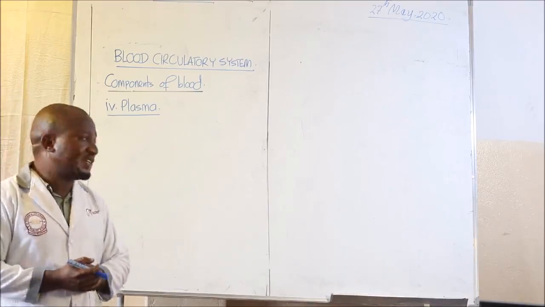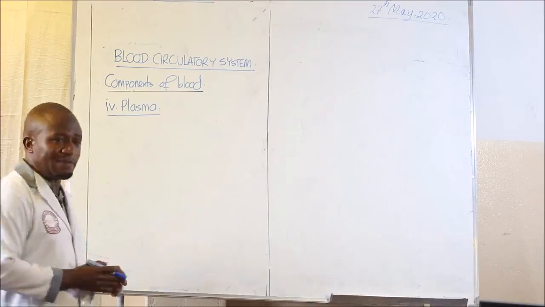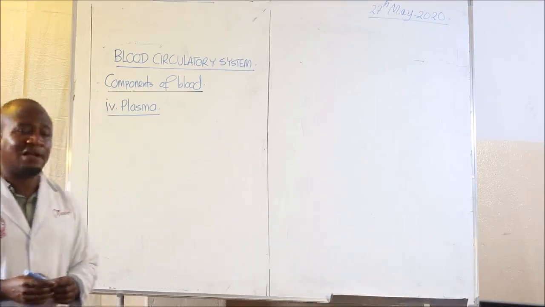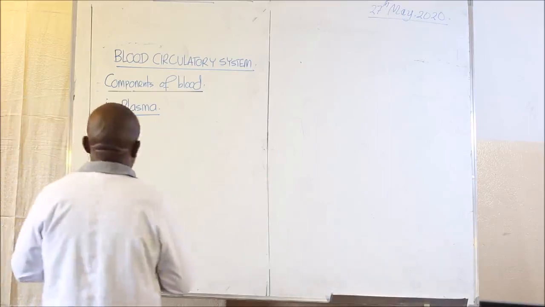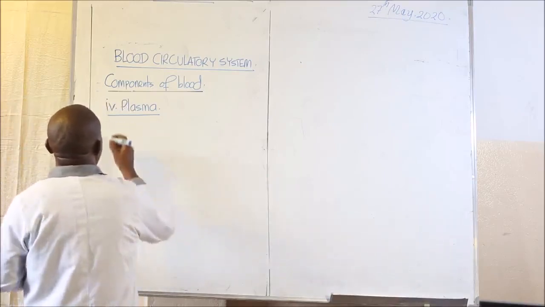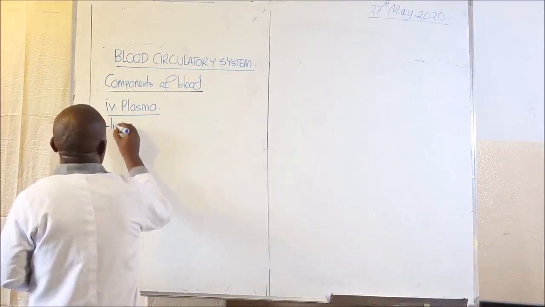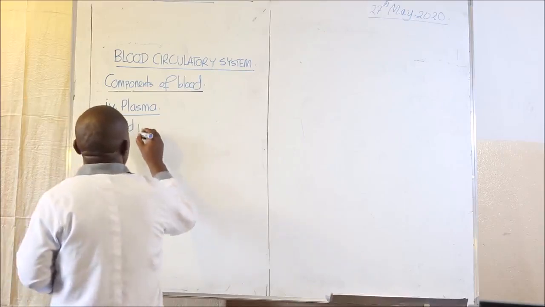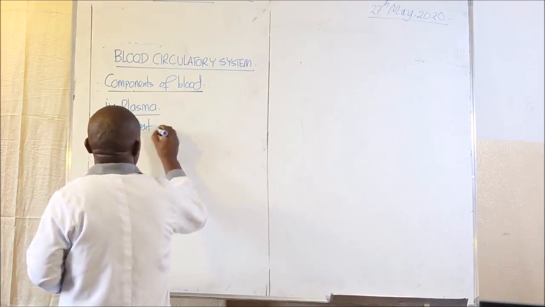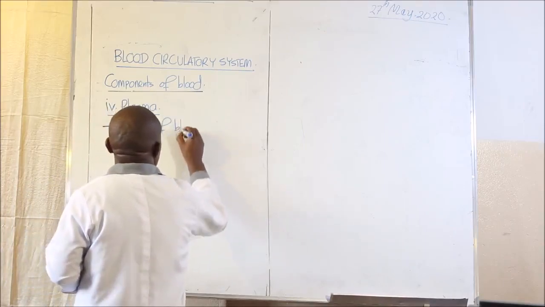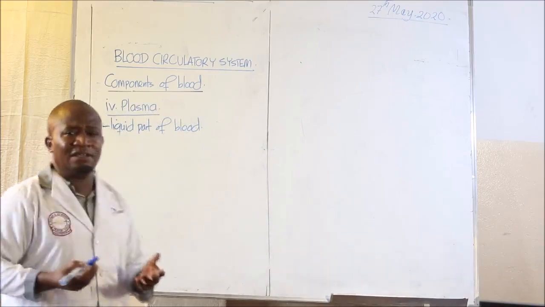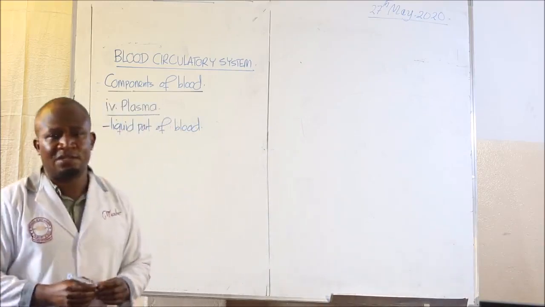Today, I want us to focus on plasma. Plasma is also a component of blood, and plasma is said to be the liquid part of blood. The liquid portion of blood is the plasma. Now, blood plasma is also very, very important.